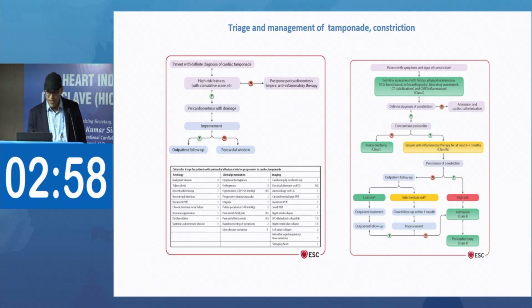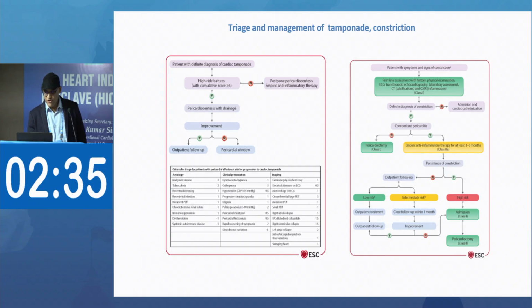For cardiac tamponade, they have given a risk score to identify patients who should immediately undergo pericardiocentesis, and this is basically a risk score in a tabulated form. When the cumulative score is 6 or more, these patients should undergo pericardiocentesis. Otherwise, the pericardiocentesis can be postponed.